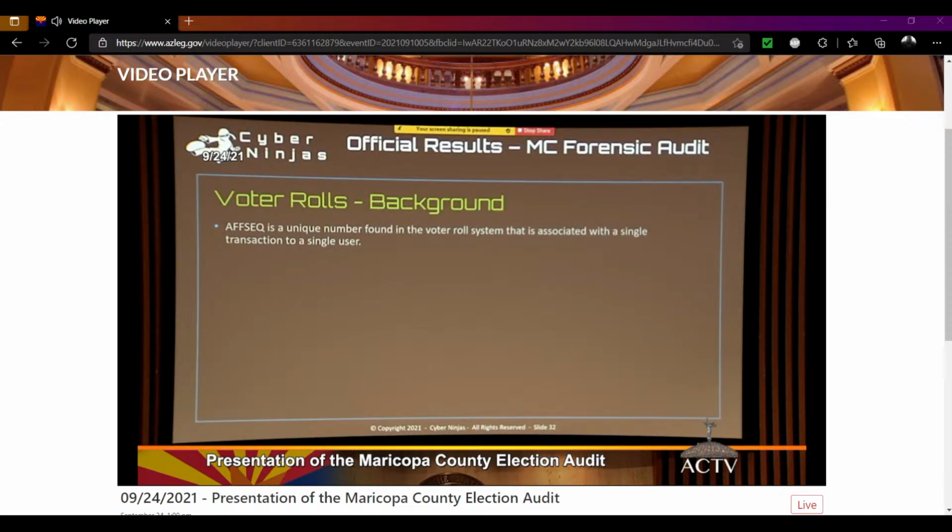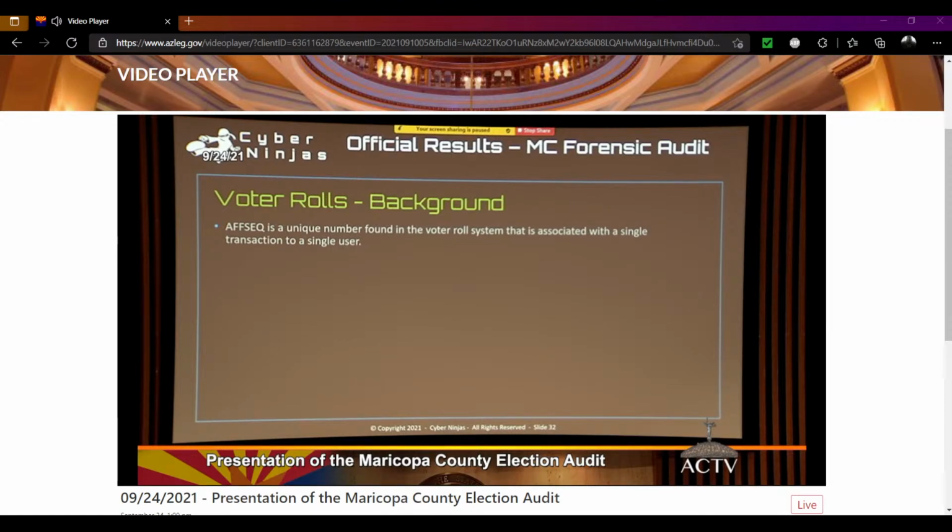Likewise, we have this thing called AFSEEK. AFSEEK is actually a unique identifier that is a reference to a transaction. So for example, if you needed to change your address, you would fill out a form and turn it into the recorder's office, and they would image that and process it. When they processed it, they would assign it a unique identifier. That unique identifier gets stored in your voter rolls as the latest one, and it is specific to that change request.